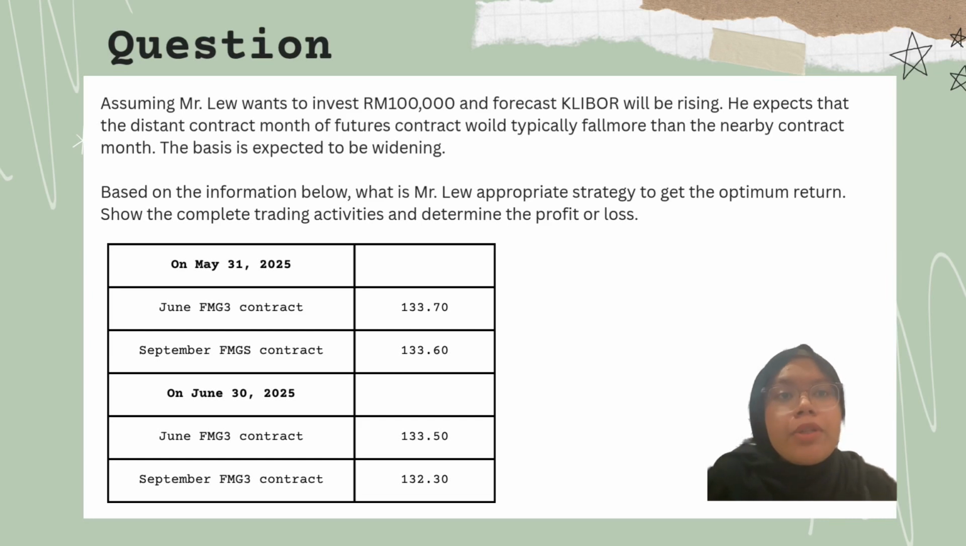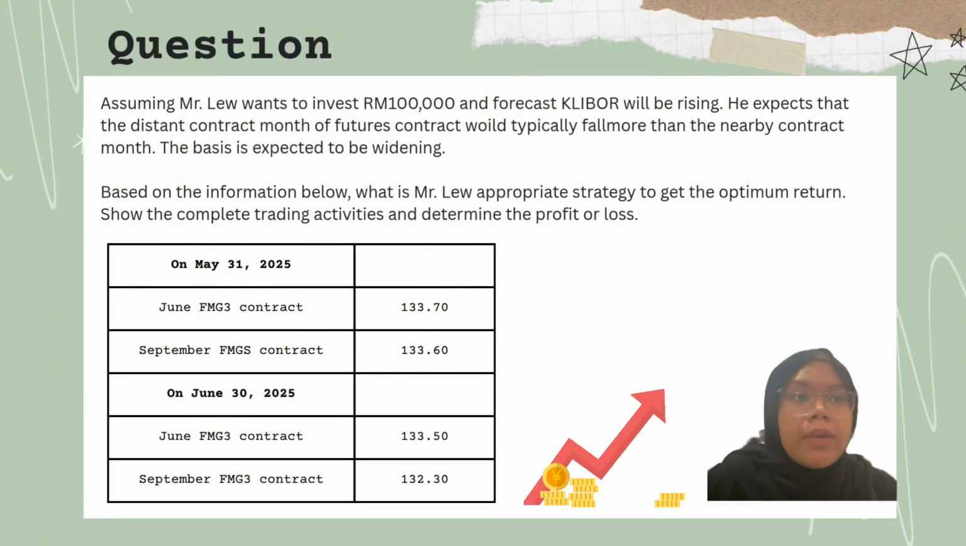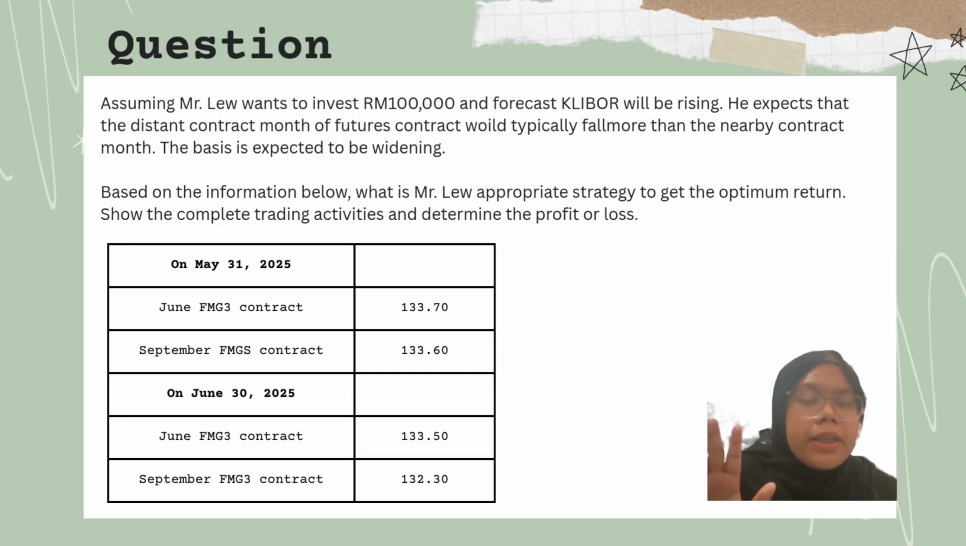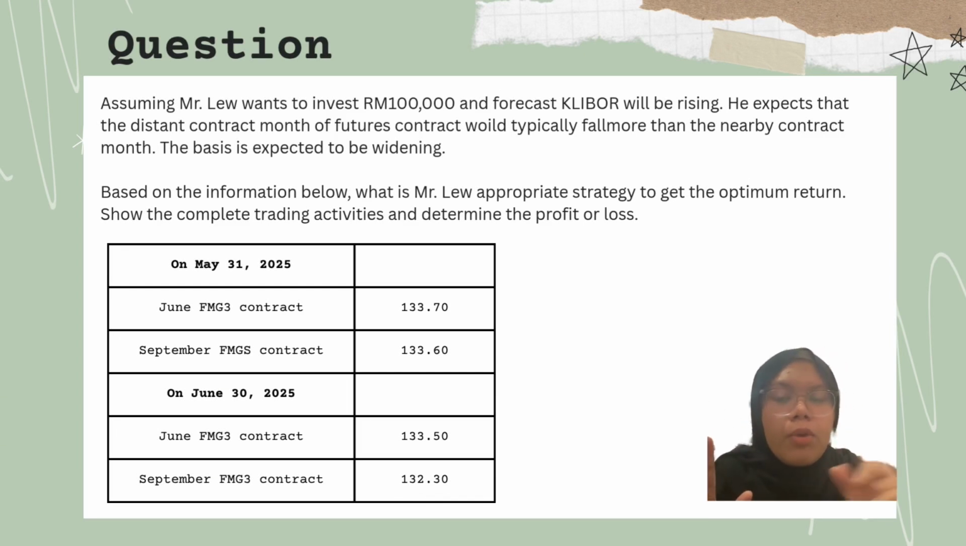Okay, assuming that Mr. Liu wants to invest 100k, and forecasts that LIBOR will be rising. So he expects that the distant contract month or future contract will typically fall more than the nearby contract month. So it means the distant contract falls more than the nearby contract. Okay, so there's the information below.